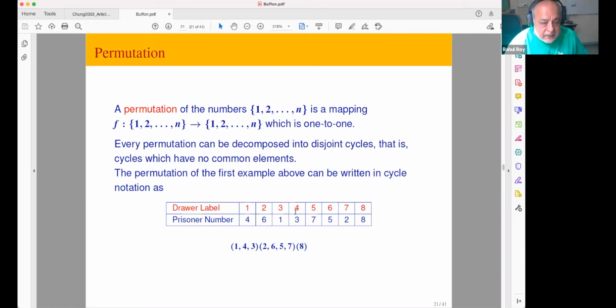Similarly, if from 2 we go to 6, then from 6 we go to 5, from 5 we go to 7, and then from 7 we come back to 2. So this is another cycle. And from 8 we go to 8. So in this permutation, there are 3 cycles. The first is a cycle of length 3, the second is a cycle of length 4, and the third is a cycle of length 1.